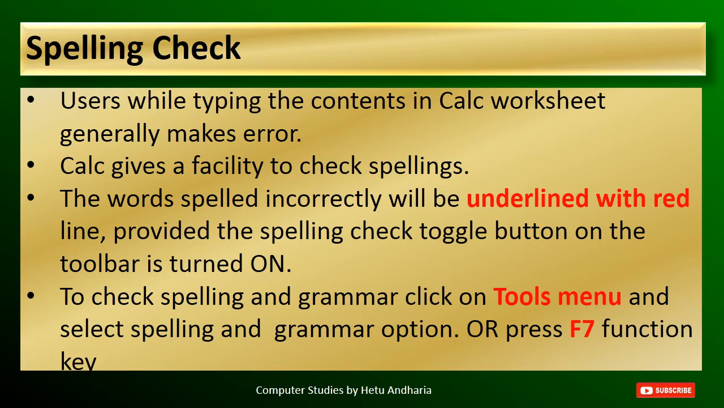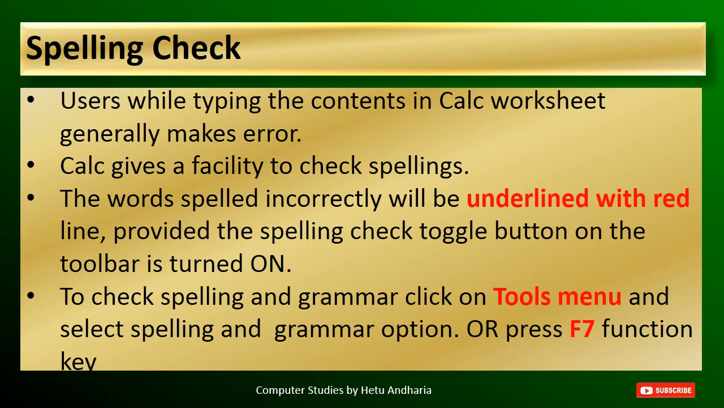Now, to check spelling mistakes, you have to click on the Tools menu. Inside the Tools menu, you have to select the spelling check option. Whatever I have marked in red and bold could be asked in the MCQ. So, you have to click on the Tools menu, and from that you will get the first option, that is the spelling check option. Or the shortcut key which you can use is the F7 function key.